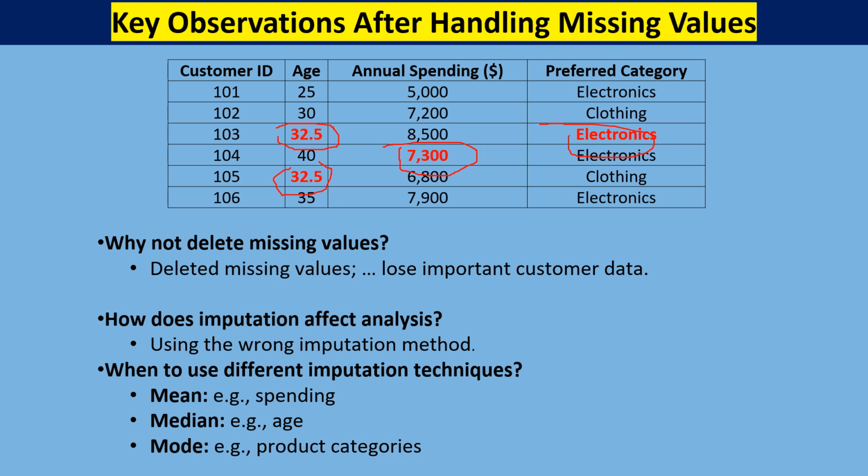When to use different imputation techniques: mean when data is normally distributed, like spending; median when data is skewed, like age here; and mode when dealing with category data, like product category.